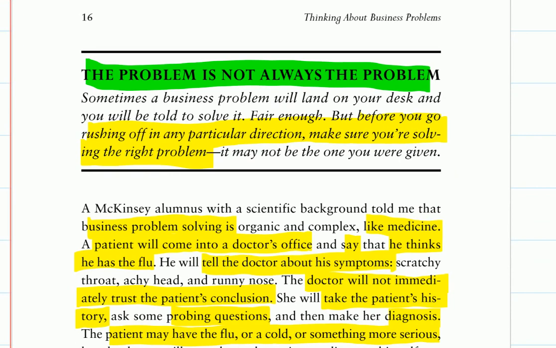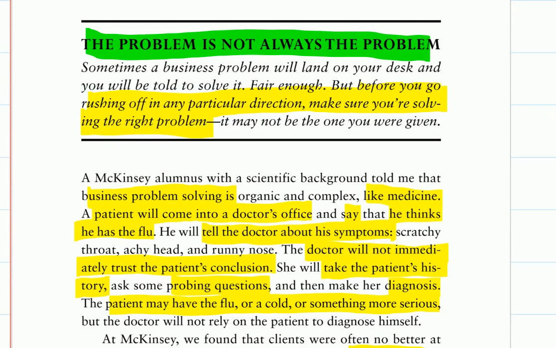So the first thing he says is that the problem is not always the problem. What will happen is your senior will come and give you a problem, and he'll give you a client and tell you to find a solution, make an IH and a lot of other things. So the author says, but before you go rushing off in any particular direction, make sure you're solving the right problem. So what does he mean? The problem is not always the problem, and you make sure you're looking after the right problem.